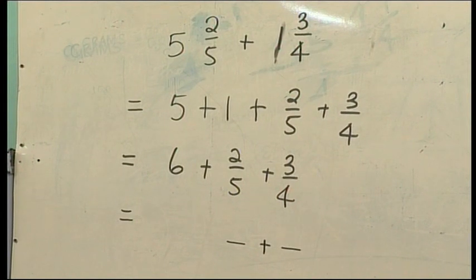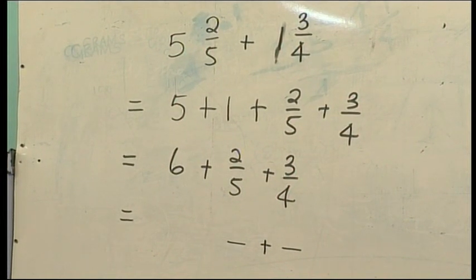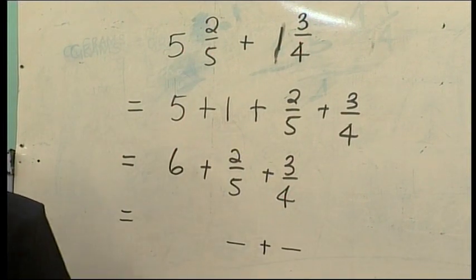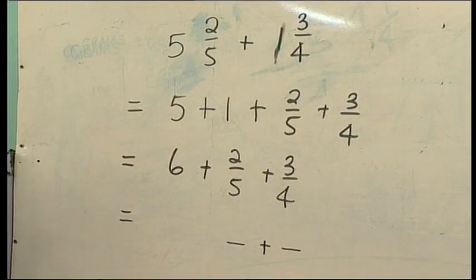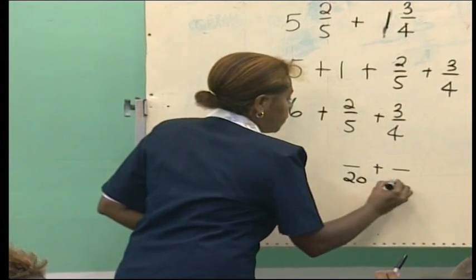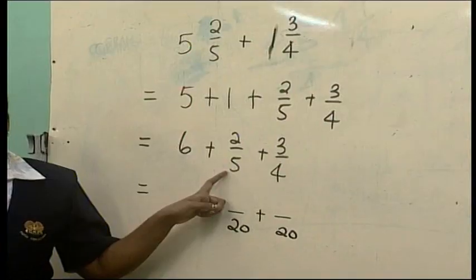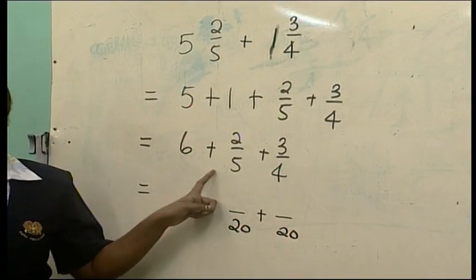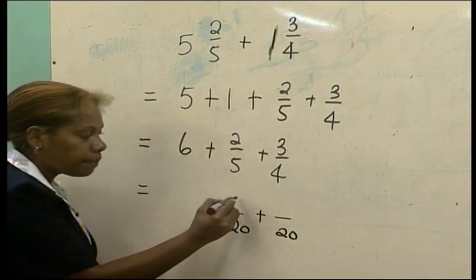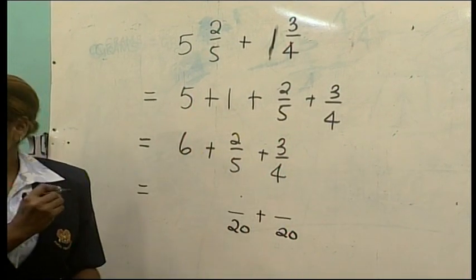Isaac? 20. Okay, good. All right, LCD of 5 and 4 is 20. Okay, so we have 20. So 5 into 20 is 4. 4 times 2 is? 8.